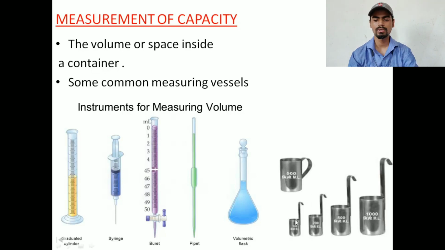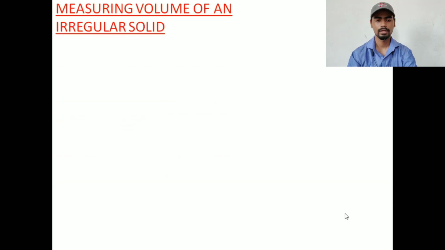And this is the most common one. The milkman uses this. If you want 500 ml of milk, he will take this container and will give you. So these are the common instruments which we are using in our daily life. Okay, so this is how we'll measure the capacity of a liquid.